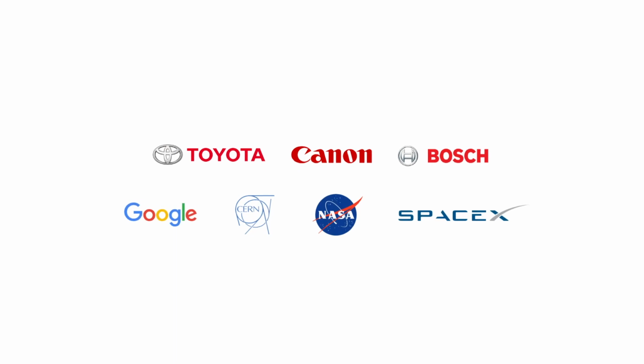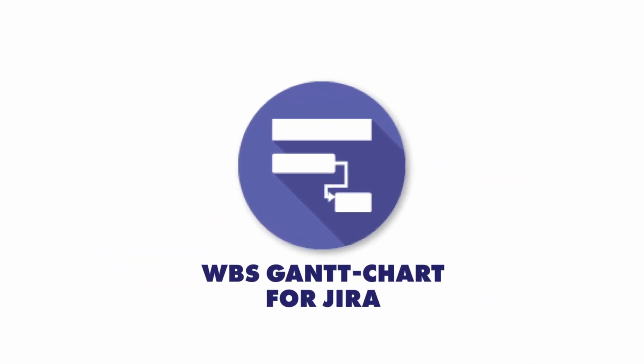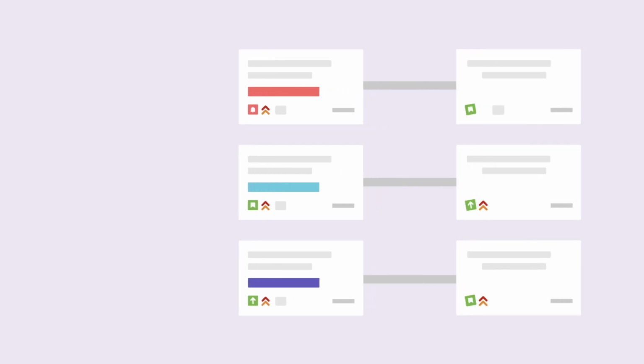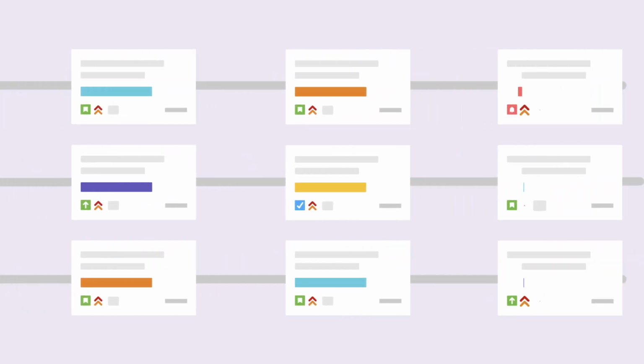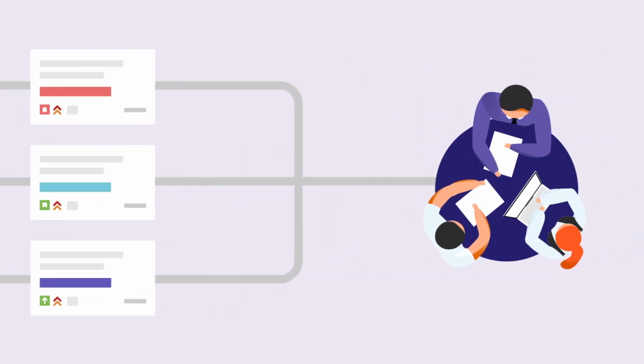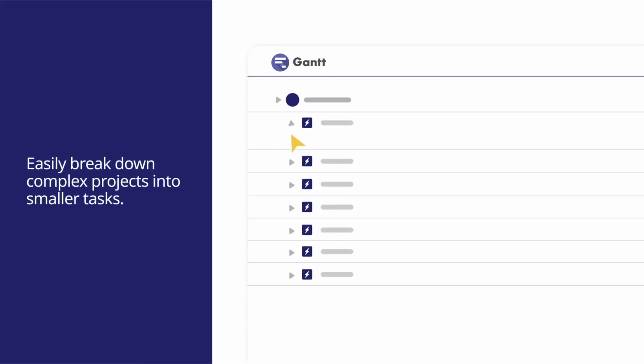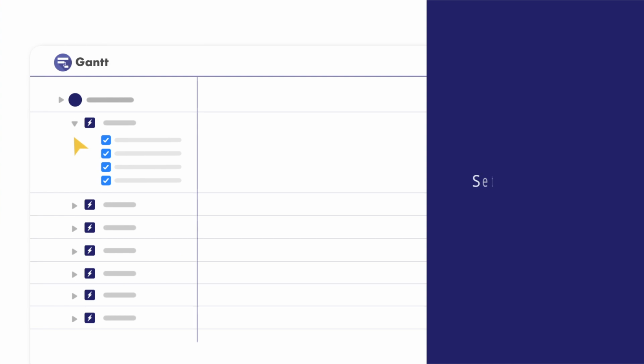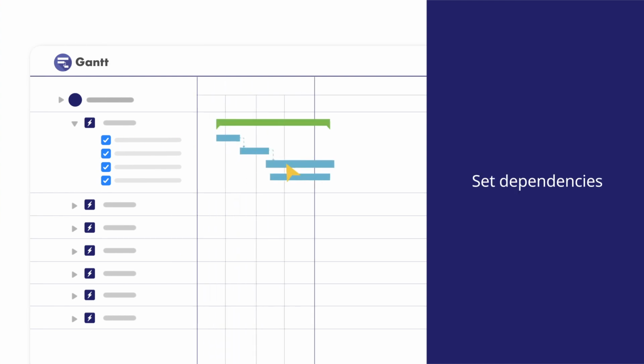That's why the most innovative companies in the world use WBS Gantt-Chart for Jira. Using this powerful app, you can confidently visualize how it all adds up towards project completion. Easily break down complex projects into smaller tasks and set dependencies between them.